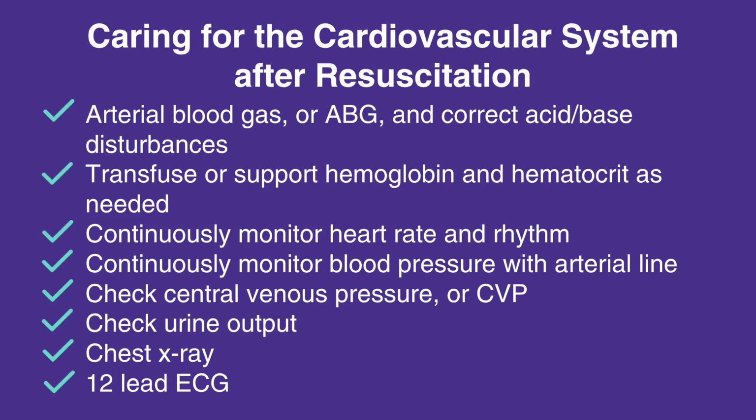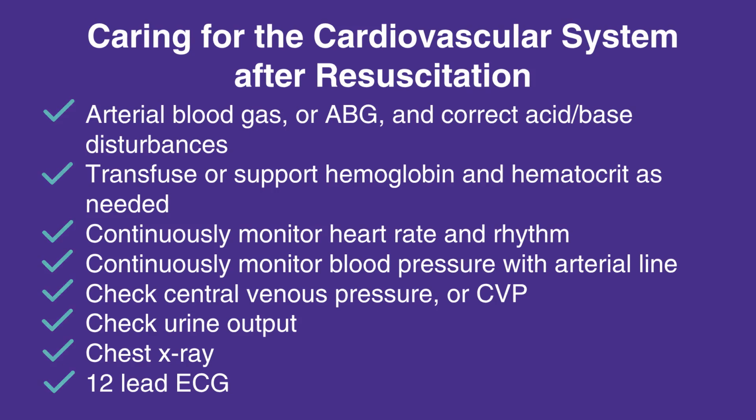Arterial blood gas, or ABG, and correct acid/base disturbances. Transfuse or support hemoglobin and hematocrit as needed. Continuously monitor heart rate and rhythm. Continuously monitor blood pressure with arterial line. Check central venous pressure or CVP. Check urine output. Chest X-ray. 12 lead ECG. Consider echocardiography.